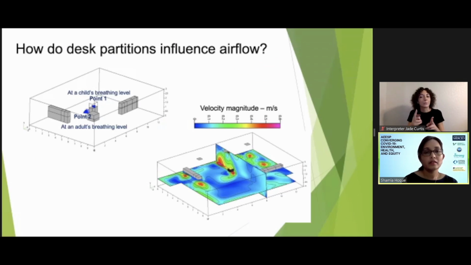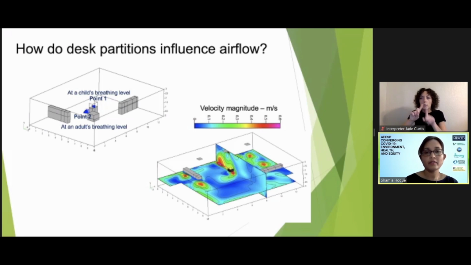Next slide. So these are computational fluid dynamics simulations, which try to look at detailed airflow modeling on where the air travels and where particles travel. I have one desk shield and two sources of sneeze, one at a child's breathing level and the other at an adult's breathing level. The second plot shows a plot of velocity magnitude at different locations in that room.